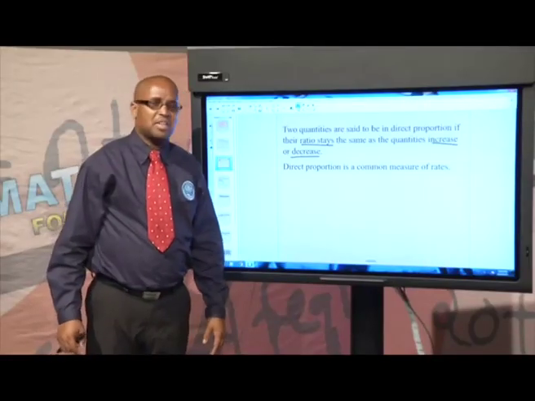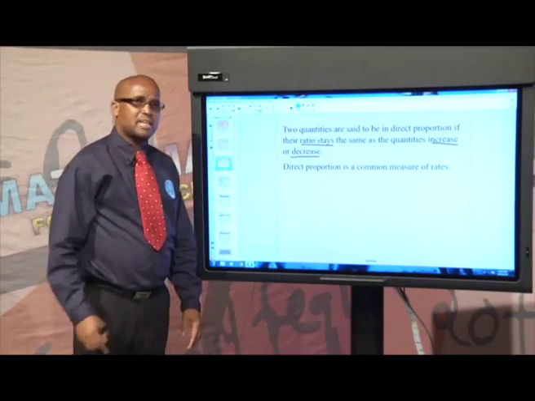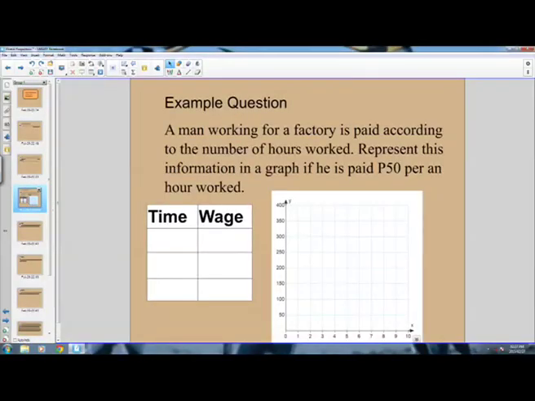Thank you, Thabang. You are saying I should give an example and elaborate more on direct proportion. Let us have a look at the example here with me. The example question says, a man working for a factory is paid according to the number of hours worked. This is what determines what is going to be paid. Then it says represent this information in a graph if he is to be paid 50 pula per hour.